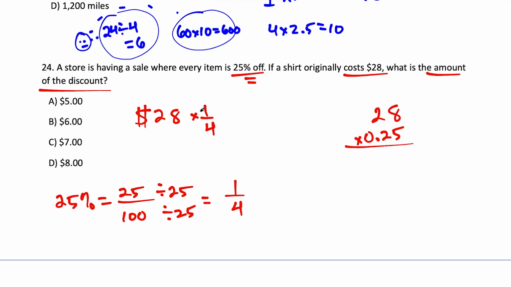And when you multiply by 1/4, that's the same thing as dividing by 4. Okay, so just think of this as 28 over 1. I would multiply these numerators to get $28 on top, divided by 1 times 4 is 4. And $28 divided by 4 is just going to give us $7, which is the amount of the discount.